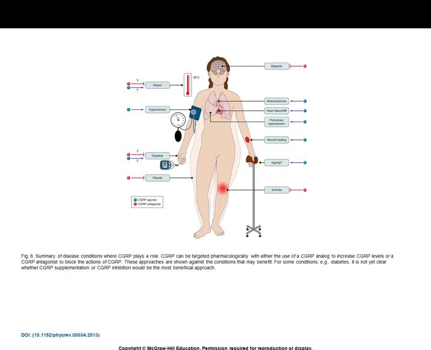So why is calcitonin interesting? Because it affects many different functions. For example, high levels of calcitonin can cause migraines, so there's currently a few drugs on the market which are antagonists of this calcitonin pathway, and they help treat migraines.